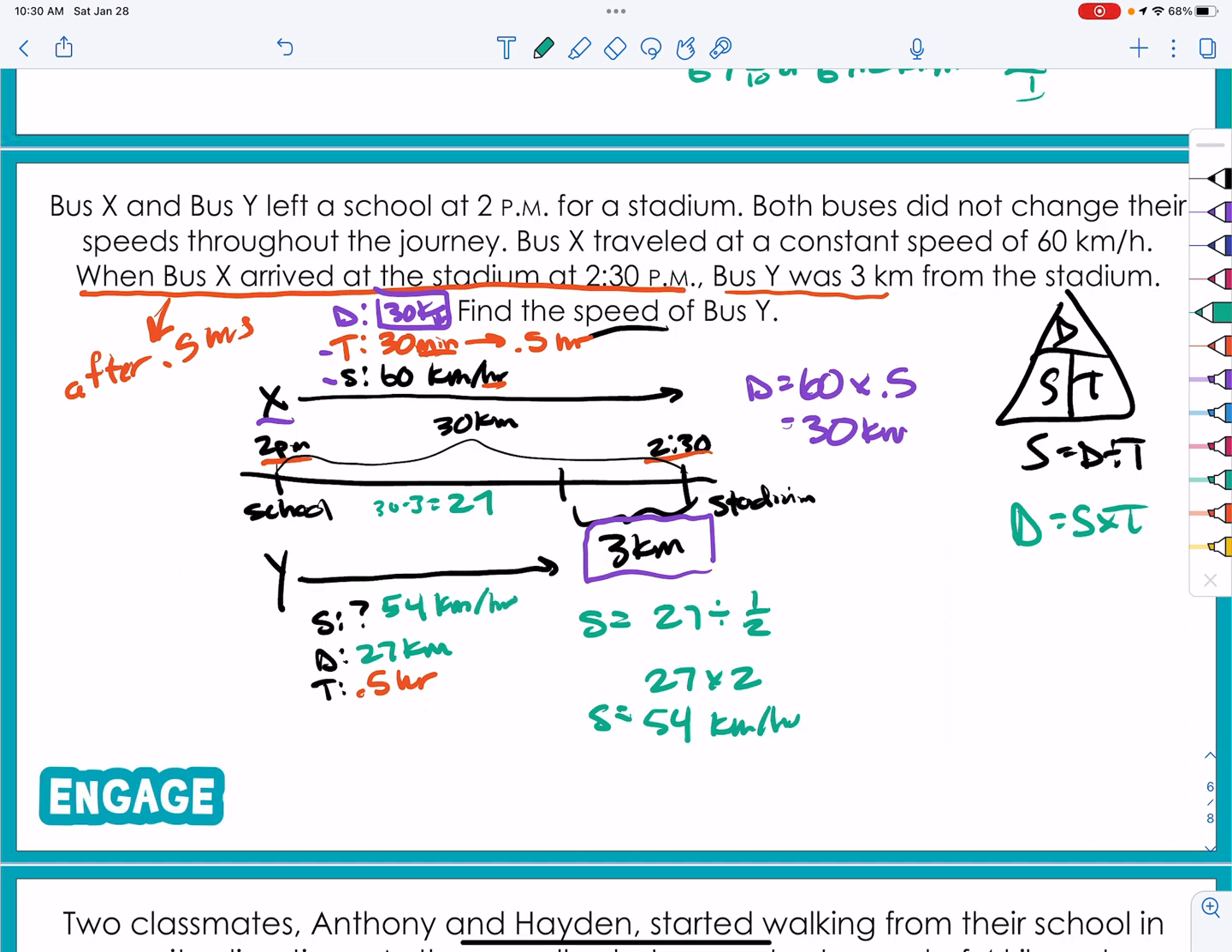Okay, lots of thinking for one problem. If we look at this, the information we needed to solve, we first had to identify the time for both of them. And then in order to calculate the distance that bus Y traveled, we had to calculate the distance that bus X traveled. We were able to do that because we knew 2 of those pieces of information for our formula. We knew speed and time for bus X, so that allowed us to calculate the distance for bus X, which then allowed us to calculate the distance for bus Y.